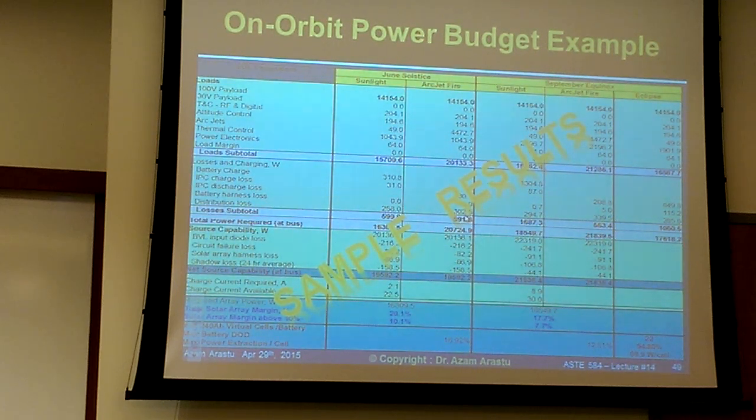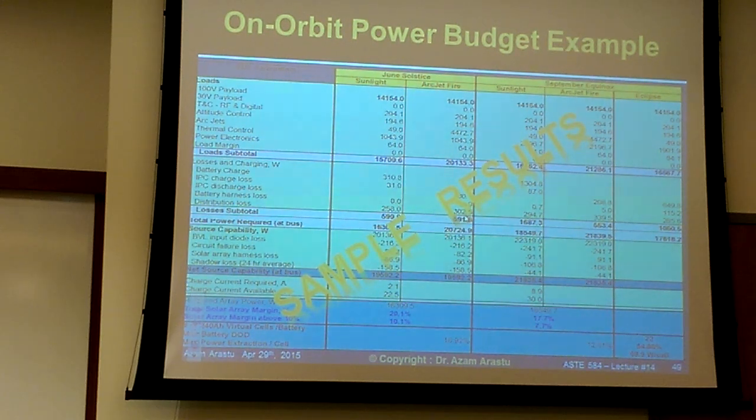Am I holding any load margin? I normally put this as a second line item so we don't forget. Here I'm saying I'm not putting any load margin. So my total load now is 15.7 kilowatts. And not only this, I want to keep this at different seasons. This is during June, sunlight. This is the electrical load during this. So again, ignore this for this time.